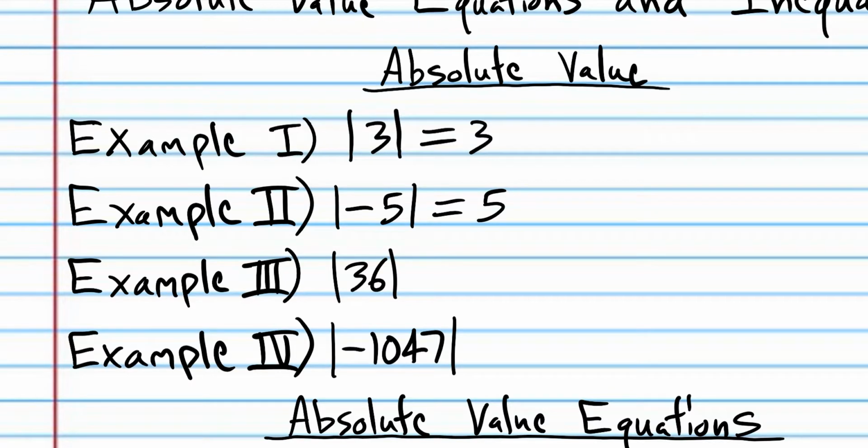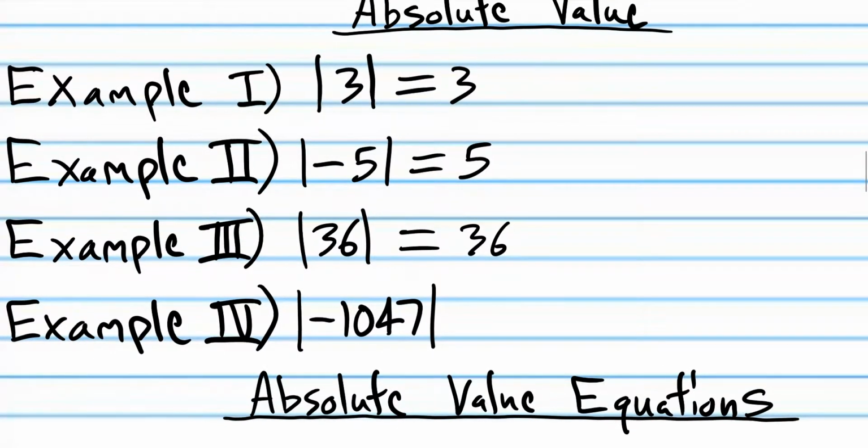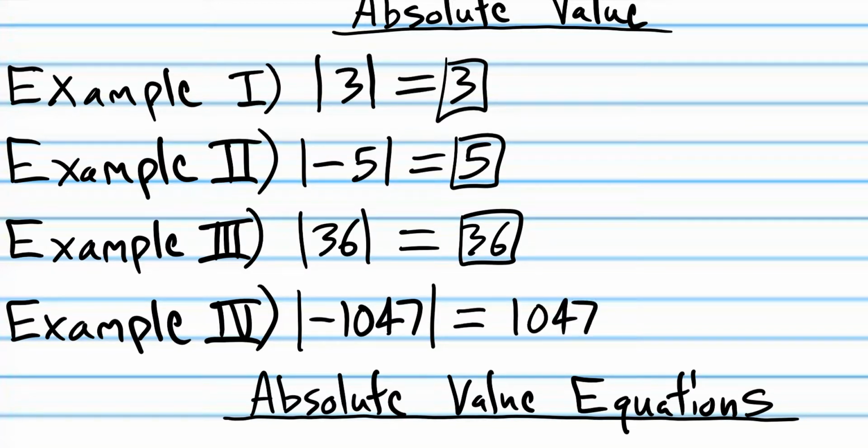So why don't you do example number 3, what is the absolute value of 36? If you said 36, you're correct. And what is the absolute value of negative 1,047? If you said positive 1,047, you're correct. Again, a positive just stays positive and a negative changes to a positive.